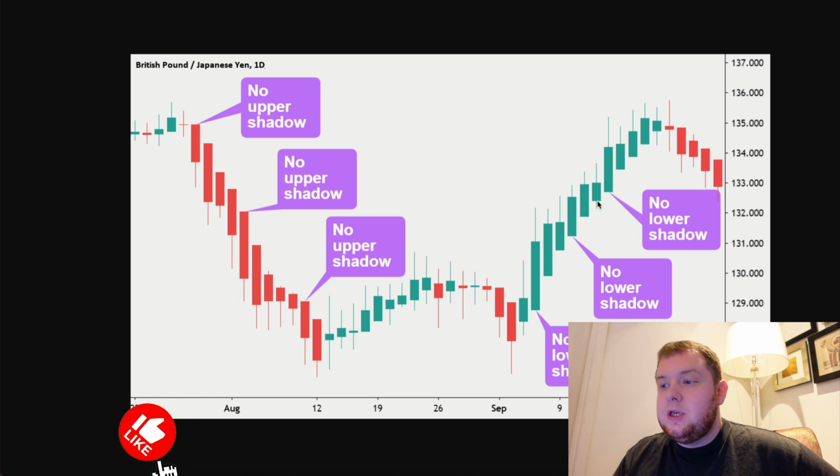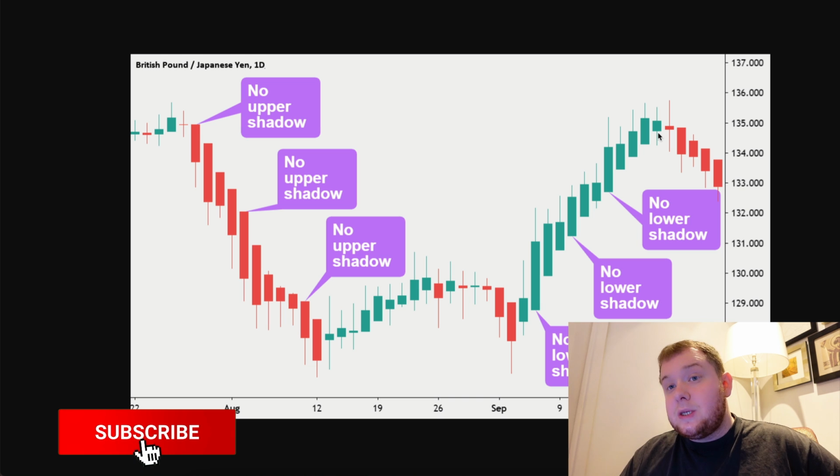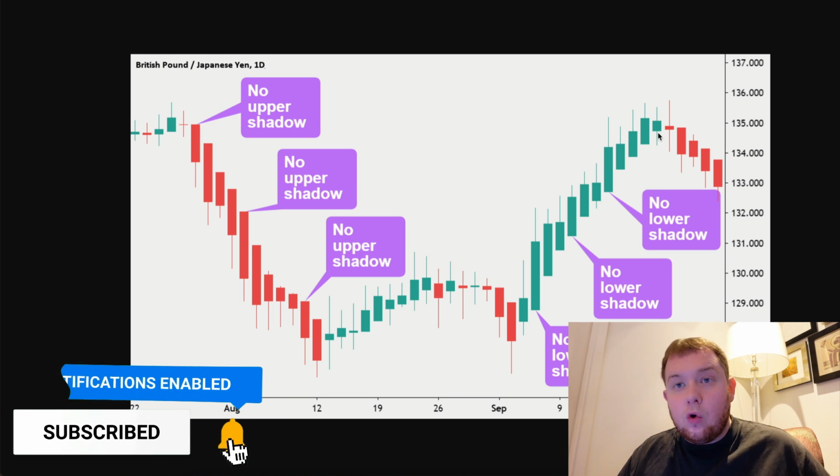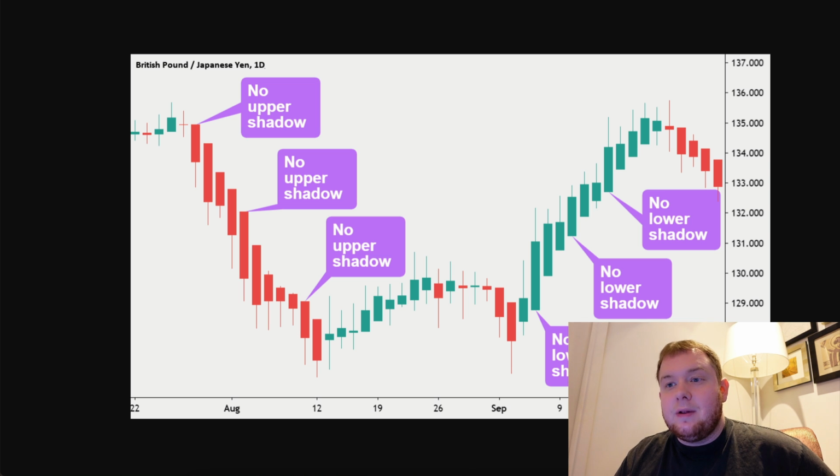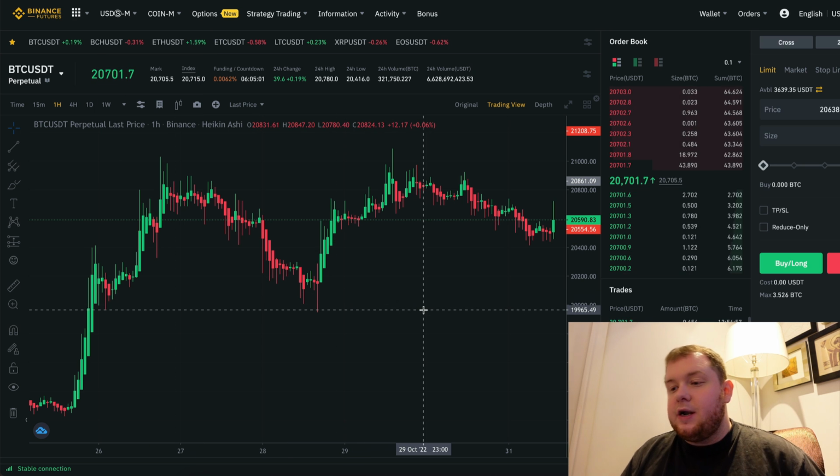And again, when we start to see these wicks here like so, we can understand that the trend is smoothing out. And of course, this is very valuable information when you are a trader. So yeah, let's go back over to this right now, and we have made our Heikin-Ashi candles.